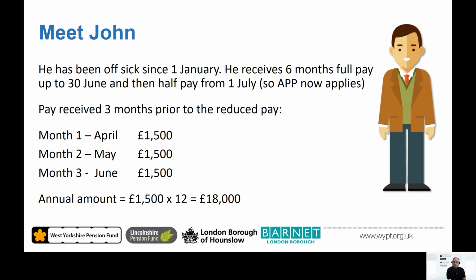Again, you look at the last 3 full months of pay, so April, June, and May. As John receives the same amount of pay each month, this simplifies working out the APP figure, as we can just use the monthly amount of £1,500. This would give us an annual amount of APP of £18,000.